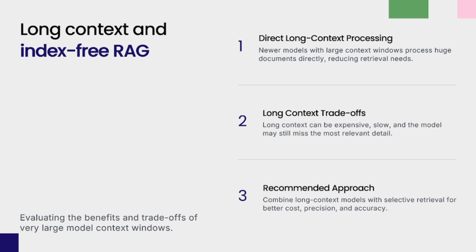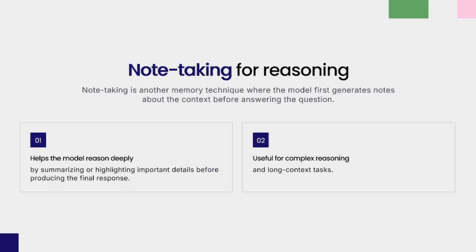Recommended approach. Make sure you combine long context models with selective retrieval for better cost, precision, and accuracy. So to ensure accuracy, do not over-rely on long context. You can do them 50-50: 50% long context and 50% RAG, so that you minimize cost, you also generate precision, and you build a system that is accurate.